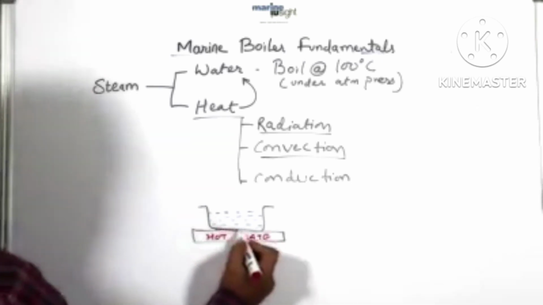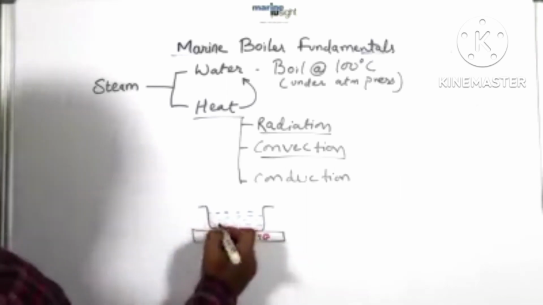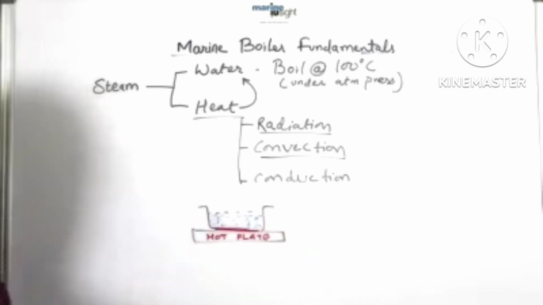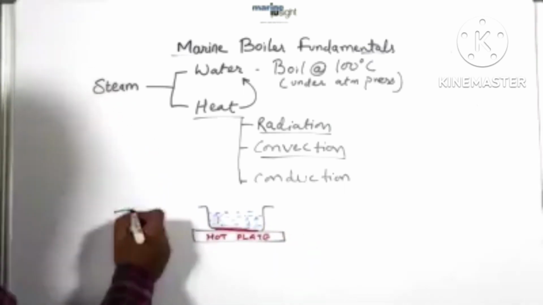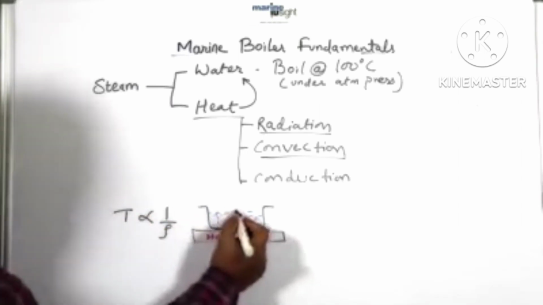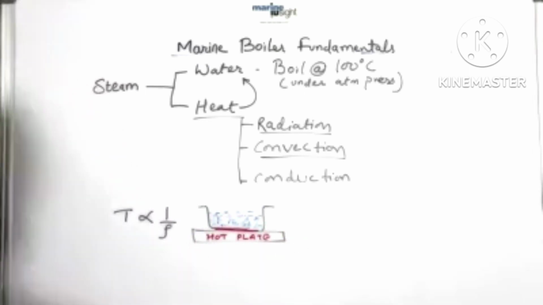Because of the heat supplied, the molecules at the bottom part of the beaker will be at a higher temperature. The rise in temperature will decrease the density of these molecules and they will rise up, taking the place of cold molecules at the top. The cold molecules will then come down and get heated up from the hot plate.